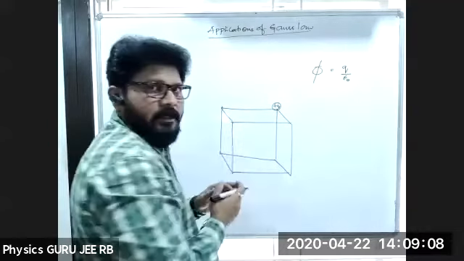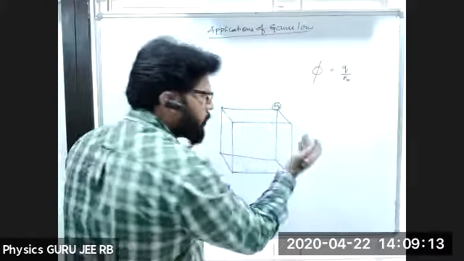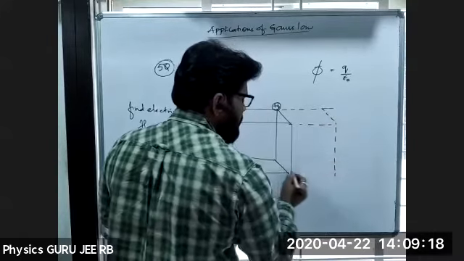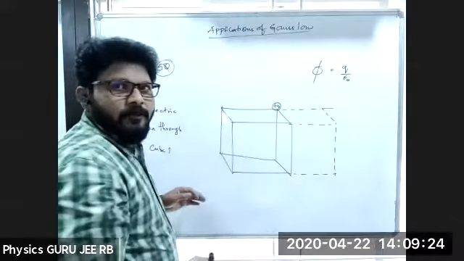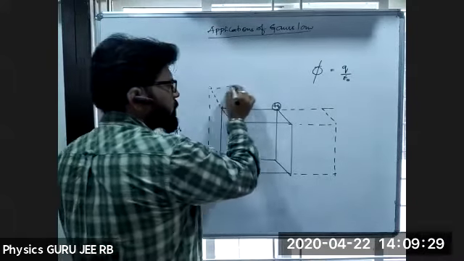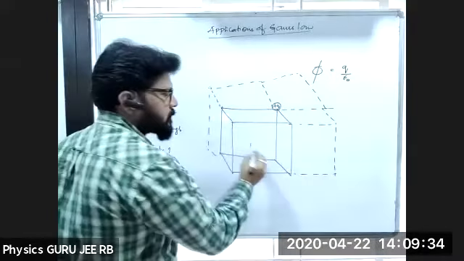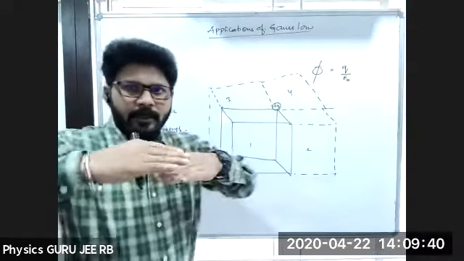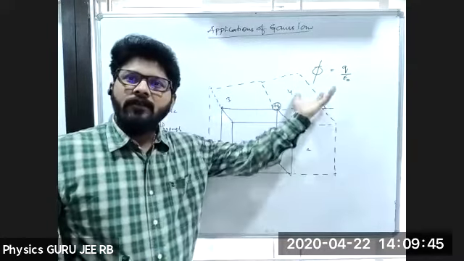Here one cube is there, right? If I want to make it a closed surface, how many cubes are to be placed? One cube is to be placed here. On the backside, 2 more cubes are to be placed like this. So first one, second one, third one, fourth one. Are you getting the imagination?